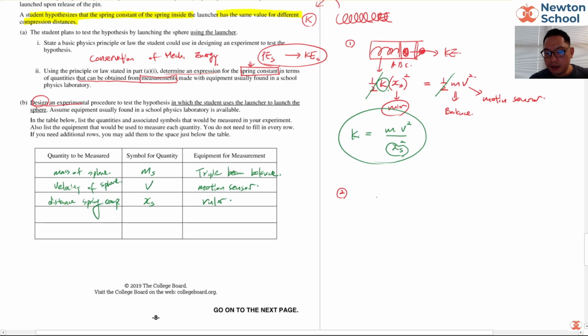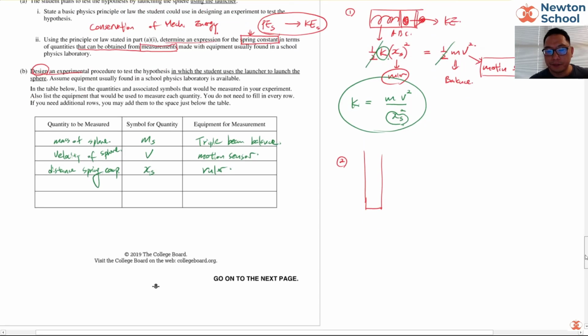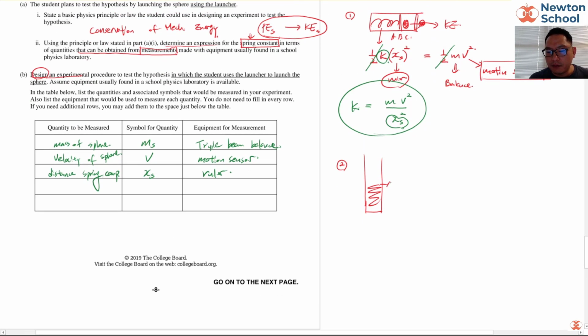Second way is, because a lot of times you don't think of this with a motion sensor, you can actually get the answer pretty quickly, is you can actually make it vertical. So make it vertical, and let's see, the pin level was A, the deep one, right? So you can have A, you can have B, you can have C. So you can put a sphere there, you can compress to C, or you can compress to B, or you can compress to A. So you can change this, and then you shoot it vertically.